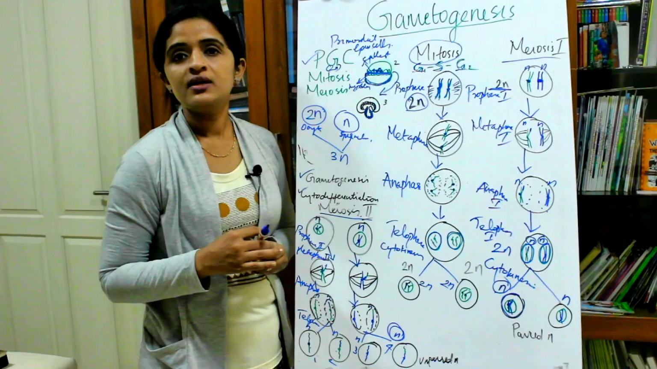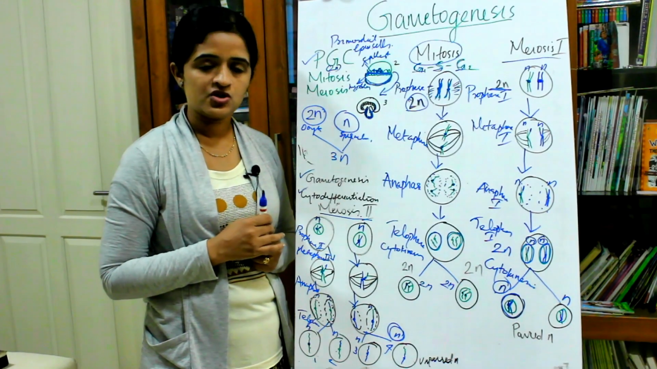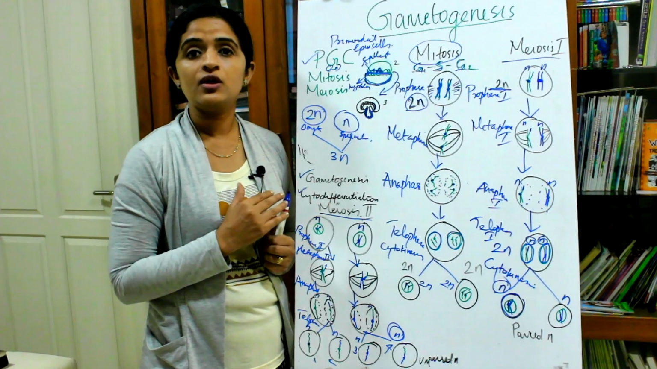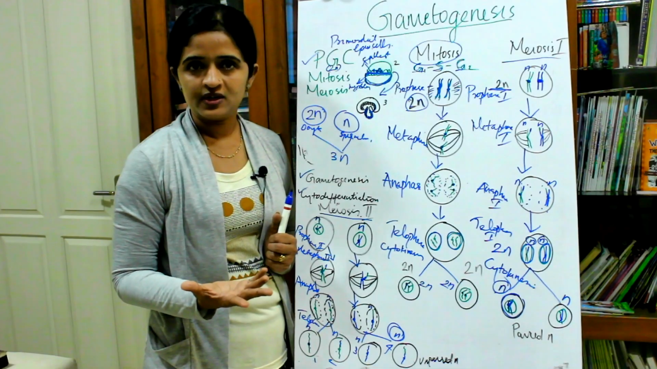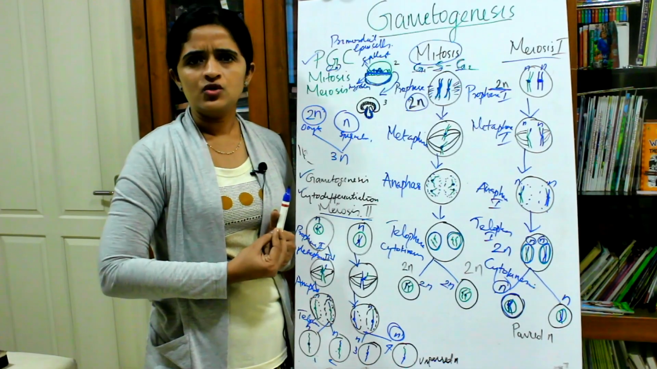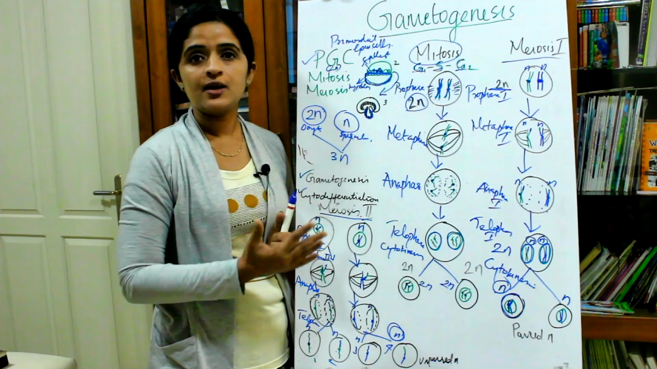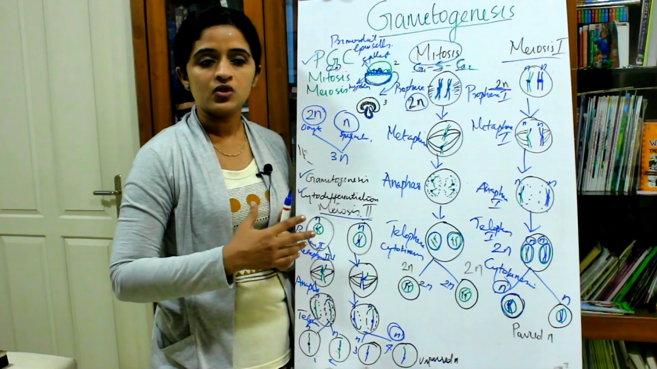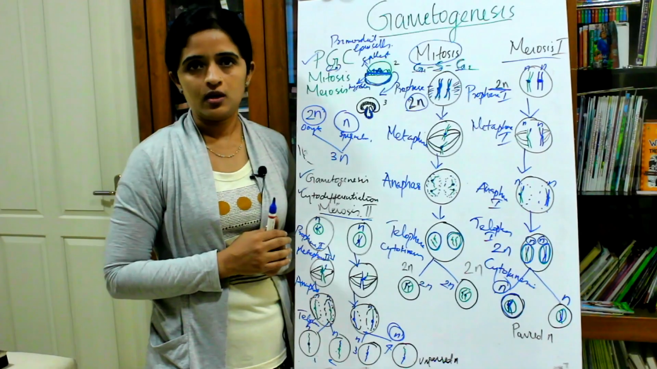So all these errors can happen at any point of mitotic division or meiotic division, and if these errors are happening during the embryonic period, the maximum number of daughter cells will be affected, because during the embryonic period more and more cells are being formed. So if these errors are happening during the intraembryonic period, more and more daughter cells are affected and that will result in major anomalies.